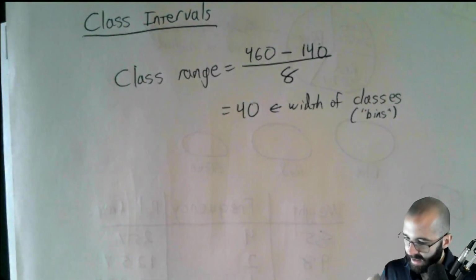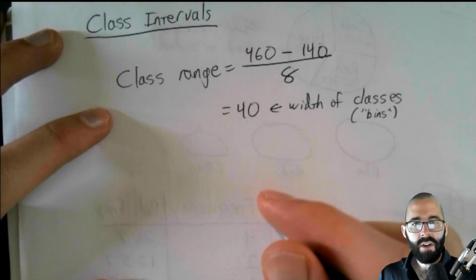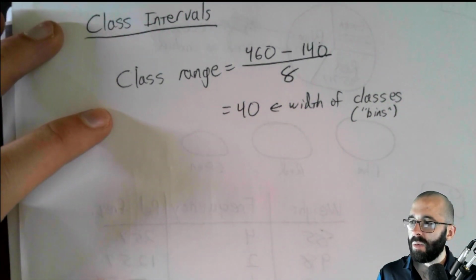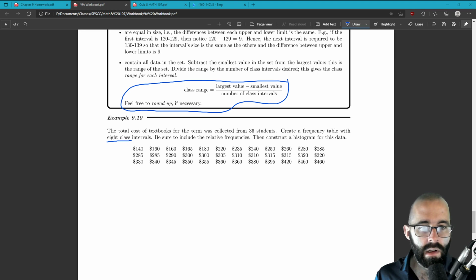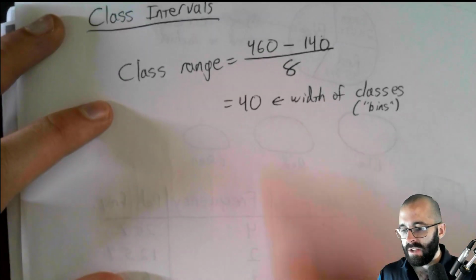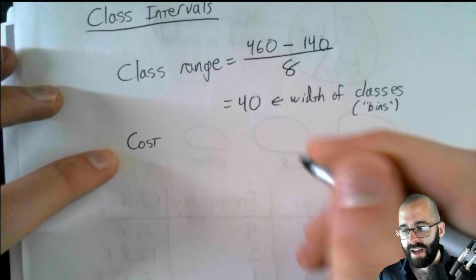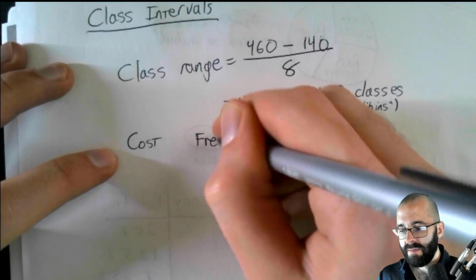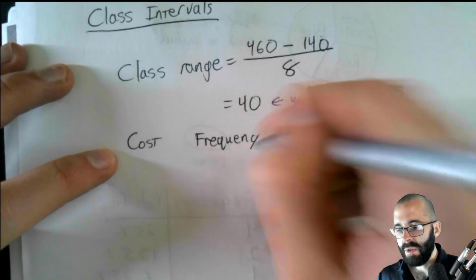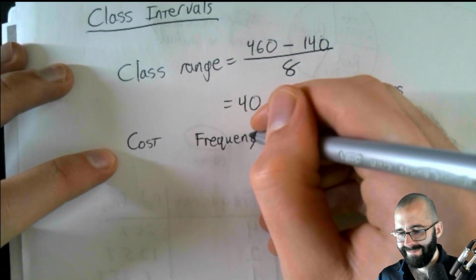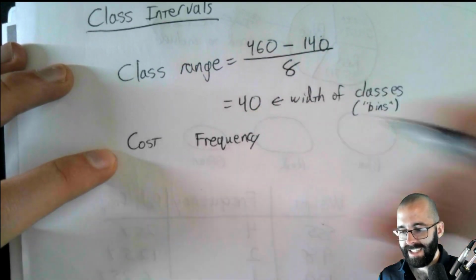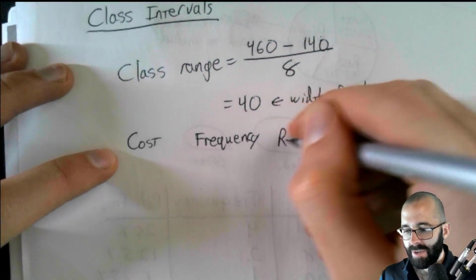All right, so then we're going to make our frequency table. Look back at the problem. Here's the data: create a frequency table with relative frequencies. So that's our first step, and then we'll make a histogram. So our frequency table is going to be cost of textbooks, that's our data, the frequency, and it wanted us to include the relative frequency too.